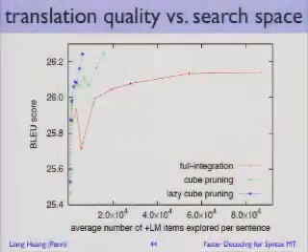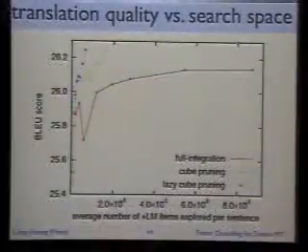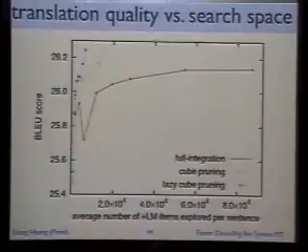Okay. And this plot is replacing the y-axis with BLEU score and the same x-axis as search space. So the higher the better, and we're going to push in this direction. Here you see also the same story, that lazy cube pruning is better search than cube pruning, which is better than the full integration. And the BLEU score range is not that high.